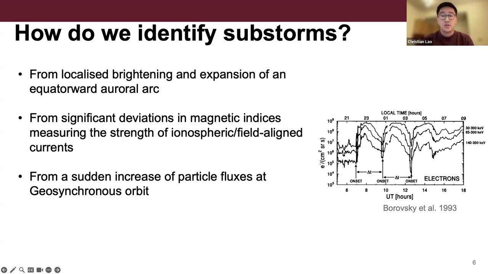Additionally, we can identify substorms from particle injections, which are defined as a sudden increase of particle fluxes at geosynchronous orbit. The example on the right here is from the Borovsky et al. 1993 paper, where they visually identified onsets from the CPA instrument on the LANL satellites.